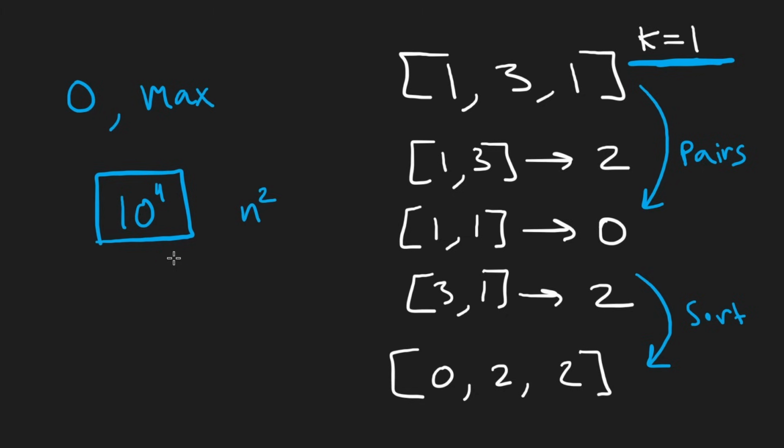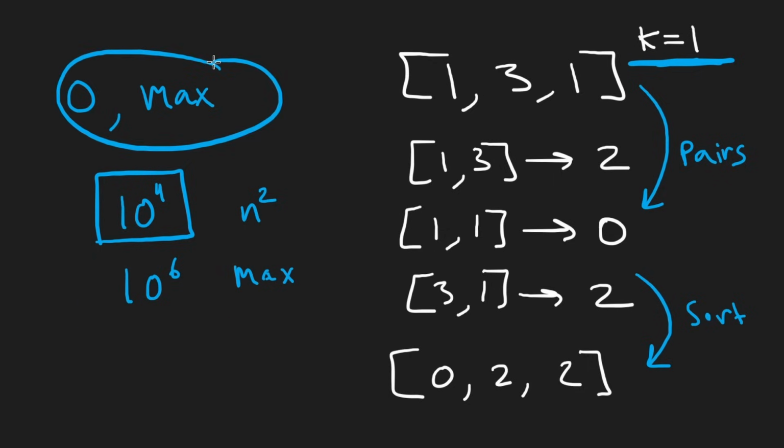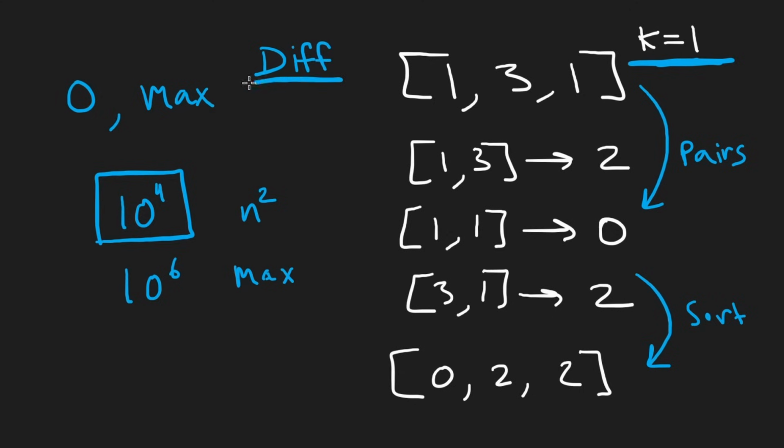Now, the max element is going to be up to 10 to the power of 6. This will be important in just a second, but this is the search space, remember. So we know that this search space represents the difference or the distance, whatever word you want to use. And the kth smallest difference is going to be somewhere in this range. We just don't know what it happens to be.